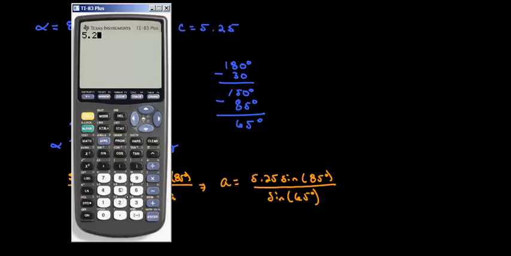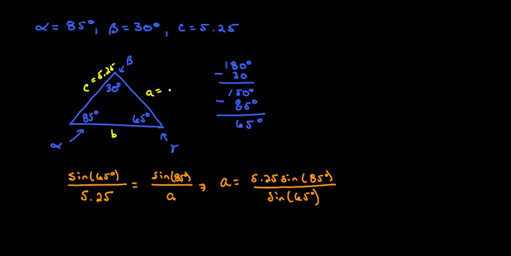We'll just plug that in. So 5.25 times the sine of 85, and we'll divide that by the sine of 65. We'll get 5.771. Now let's think about that. Gamma was 65 and alpha was 85, so the side opposite alpha should be longer than the side opposite gamma, which it is. So when you're working these problems, just make sure that you're checking, does the answer actually make sense? And this one looks pretty good.